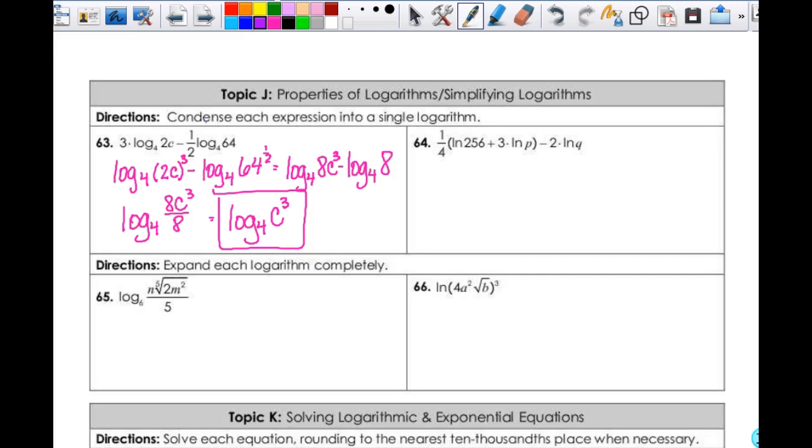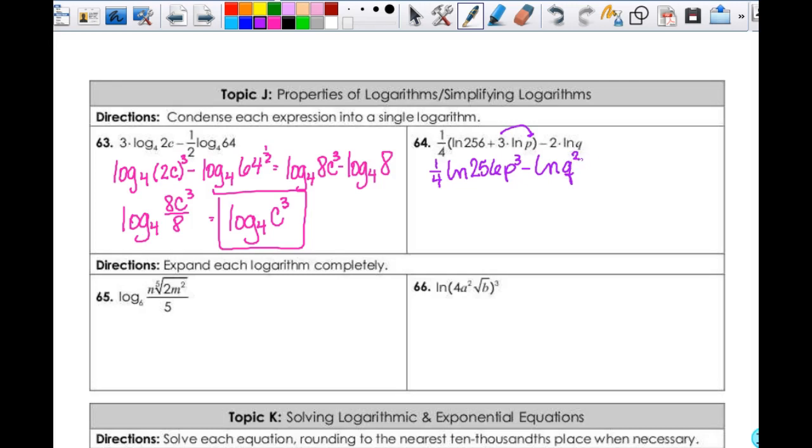All right, number 64. So we will start by making that 3 an exponent, and then this addition becomes multiplication. These parentheses are important because I still have this 1/4, and then all this happens before that happens. I don't get to put the 1/4 just on the 256 or anything. So I get 1/4 times the natural log of 256 p cubed minus the natural log of q squared.